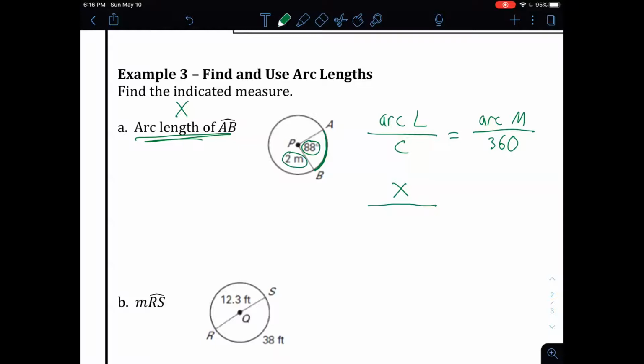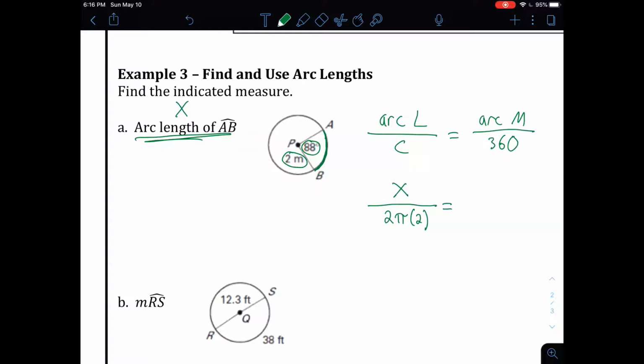So are we going to use C, pi d, or 2 pi r? What do you guys think? We're going to use 2 pi r. So we're going to use 2 pi times the radius, which is 2. You could also use C or pi d down here, but you want to use the correct one. You're not going to use pi d in circumference if you're given the radius. May as well use the radius.